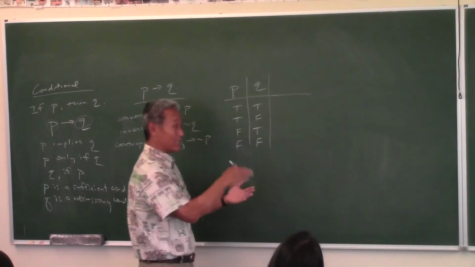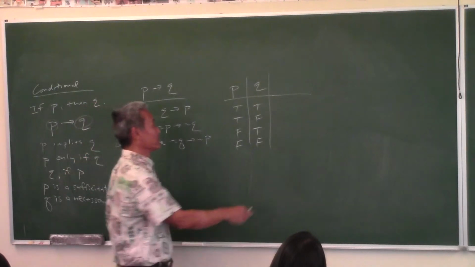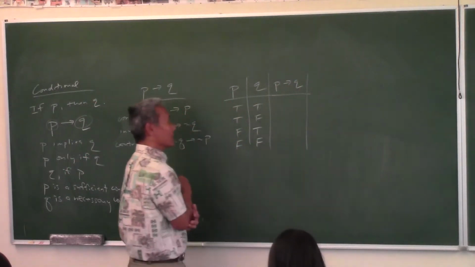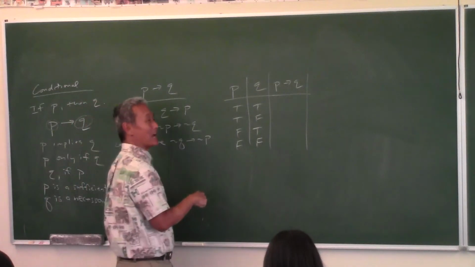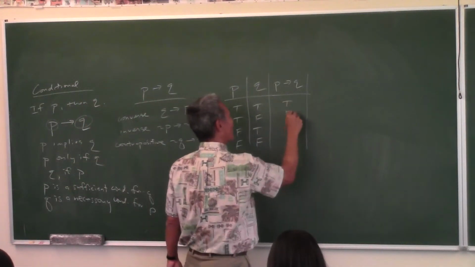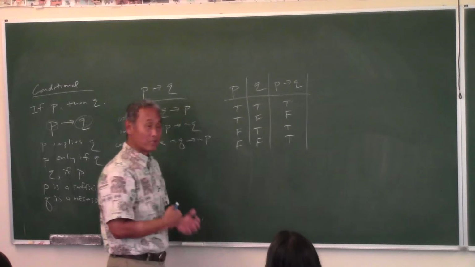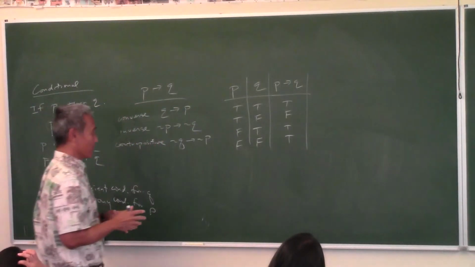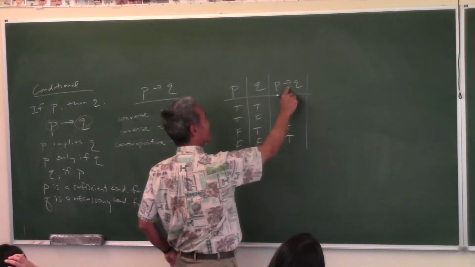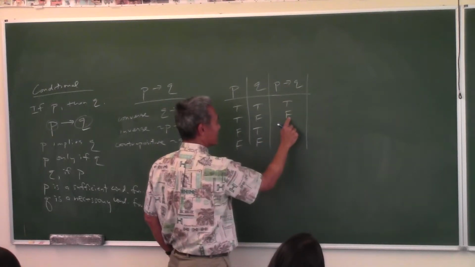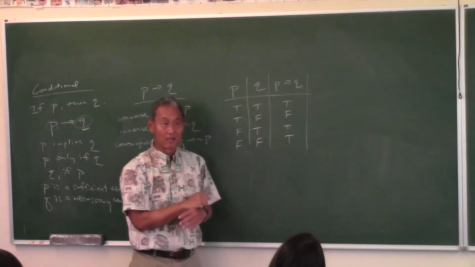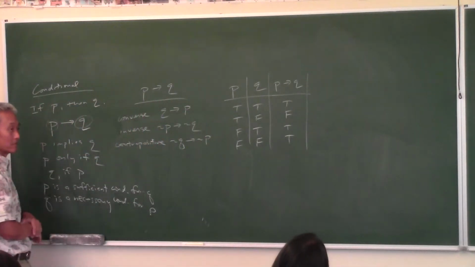So yesterday we did and, or. Today we do the conditional statement, if P then Q. In the interest of time, let me just tell you. It's true, false, true, true. That's the truth table for if P then Q. Now I want you to notice something. The only time a conditional statement is false is when the first part is true and the second part is false. That's the only time it's false.